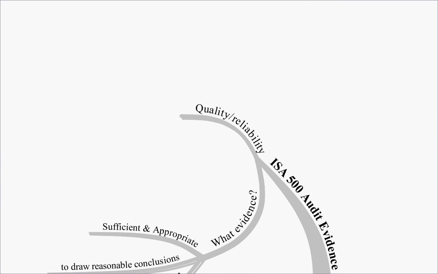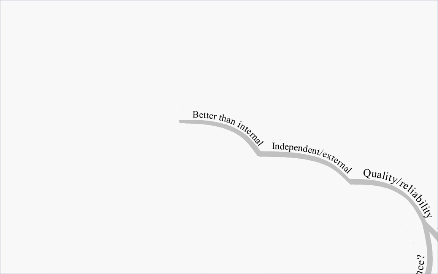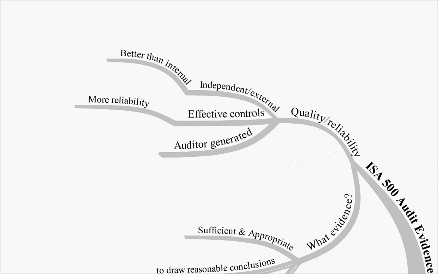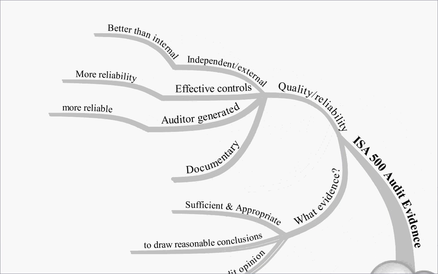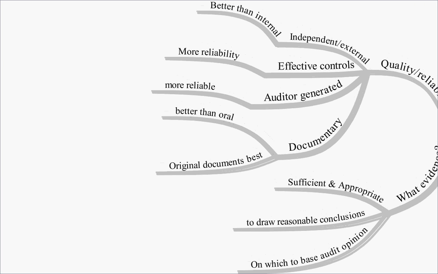A little bit about the quality and reliability of different types of evidence. Independent or external evidence is better than internal evidence. Effective controls will increase the reliability of evidence. Auditor-generated evidence is very reliable. Documentary evidence, well, original documents are best, and it's better than oral evidence.